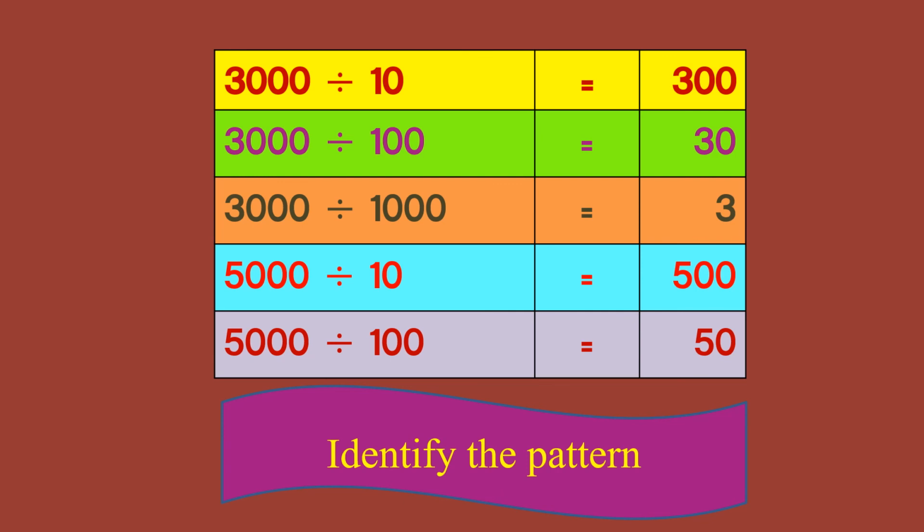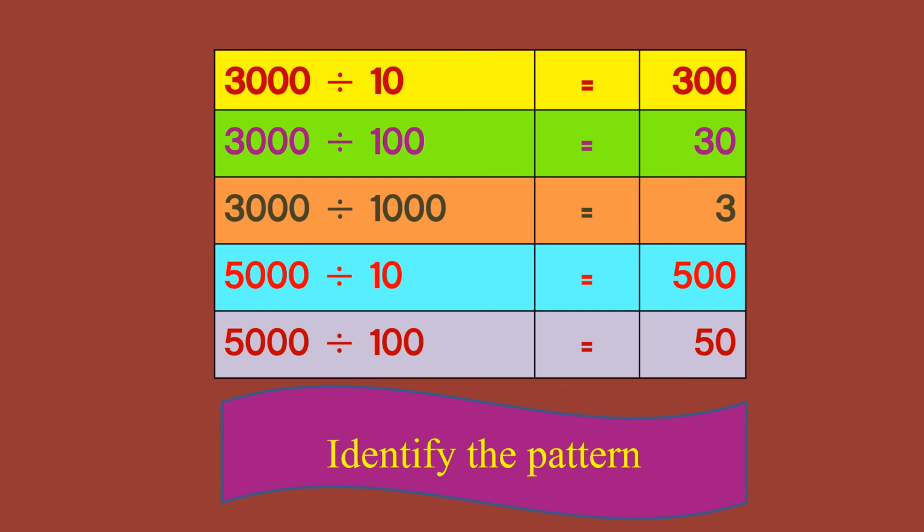Now have a look at that. In 10 we have got 1 0. So from 3000 we can omit a 0. So you can get the answer 300. Shall we apply the same thing to the next one? 3000 divided by 100 is equal to 30. So for 100 we have got 2 zeros. So I'm omitting 2 zeros from 3000. You can easily get the answer 30. 3000 divided by 1000. So for 1000 I have got 3 zeros. So I'm omitting 3 zeros from 3000. So easily I can get the answer as 3.